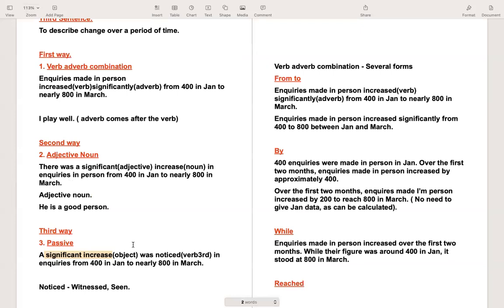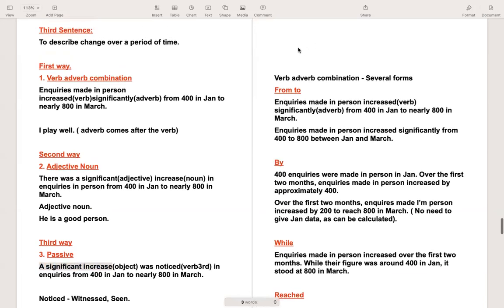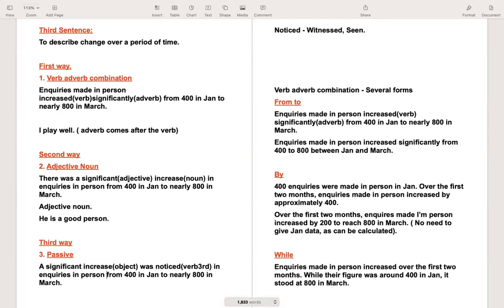So could you please repeat the third one? Third one is simple. You first write whatever happened. For example, what happened? A significant increase. Then what did you do? Was noticed. So a significant increase was noticed in what? In inquiries in person, from 400 in January to nearly 800 in March.